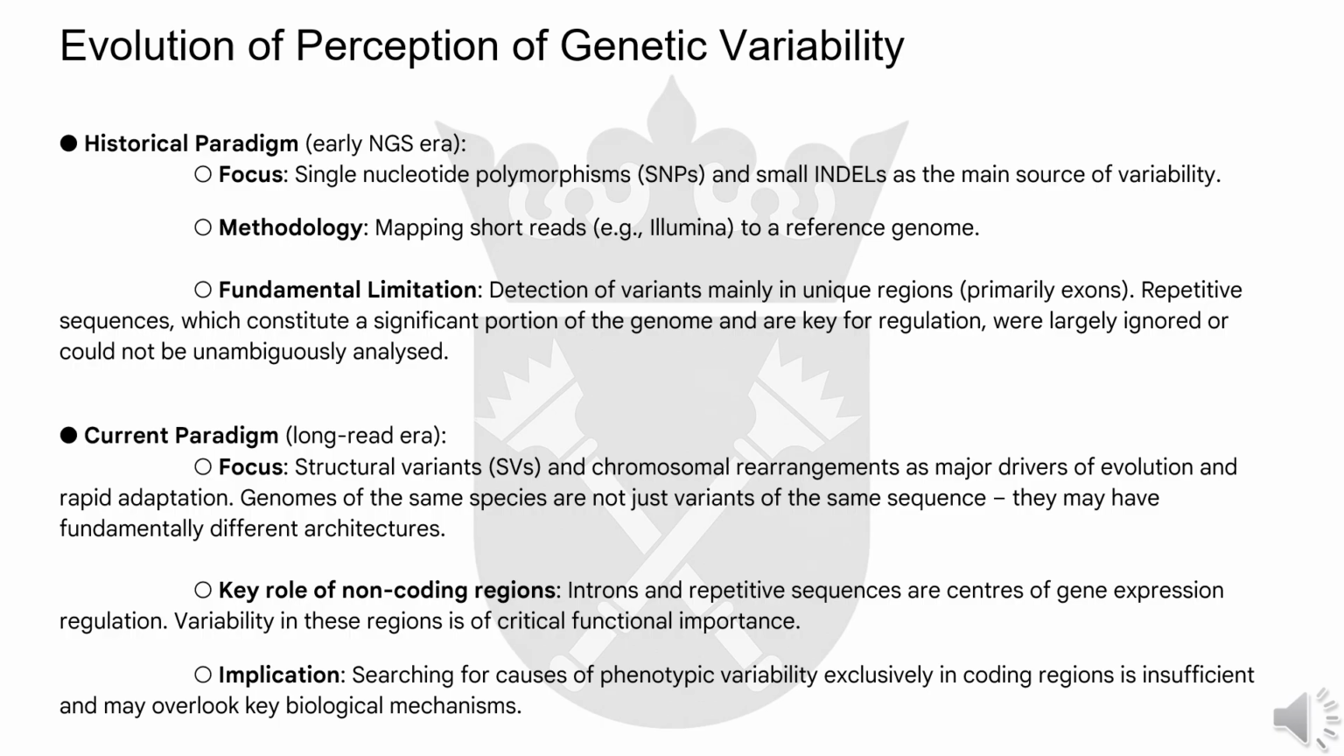Today, in the long read era, we know that this was a very limited perspective. The true variability, the kind that plays a key role in evolution, gene regulation, and complex diseases, often lies in places we used to ignore, in repetitive sequences, introns, and regulatory elements. Moreover, genomes are not simply different versions of the same book. Within the same species, they can have different structures, different gene copy numbers, completely different chromosomal rearrangements. That is exactly what we are beginning to see today, thanks to long reads.